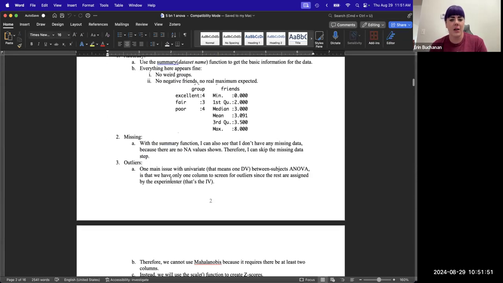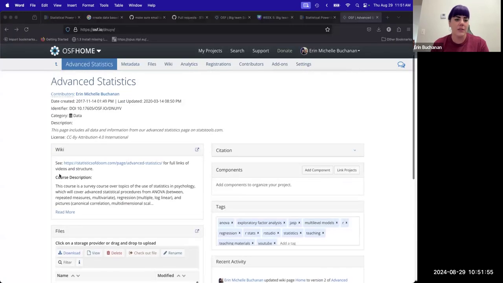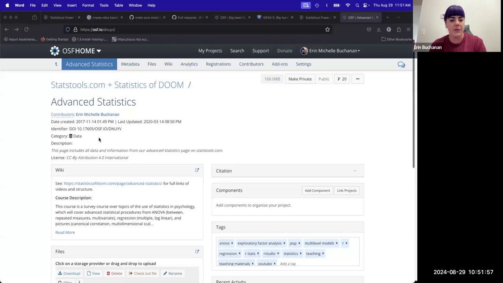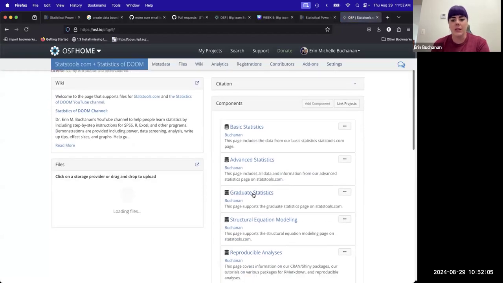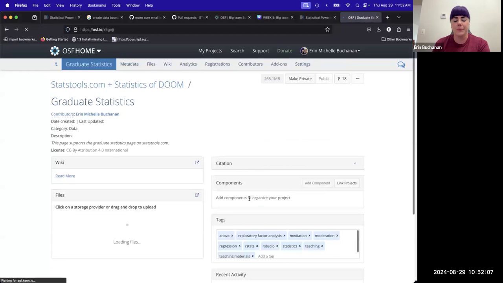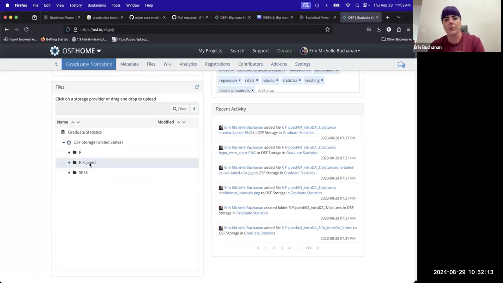But I also included the link to my more recent class. So I haven't taught this class in a while. It was at my previous institution. But one of the other ones definitely has power in it because I'm teaching it right now. And it links you to this one. And so you can look at R or R flipped, and it will have the power code in the slides in markdown format. So that's the other link on there.